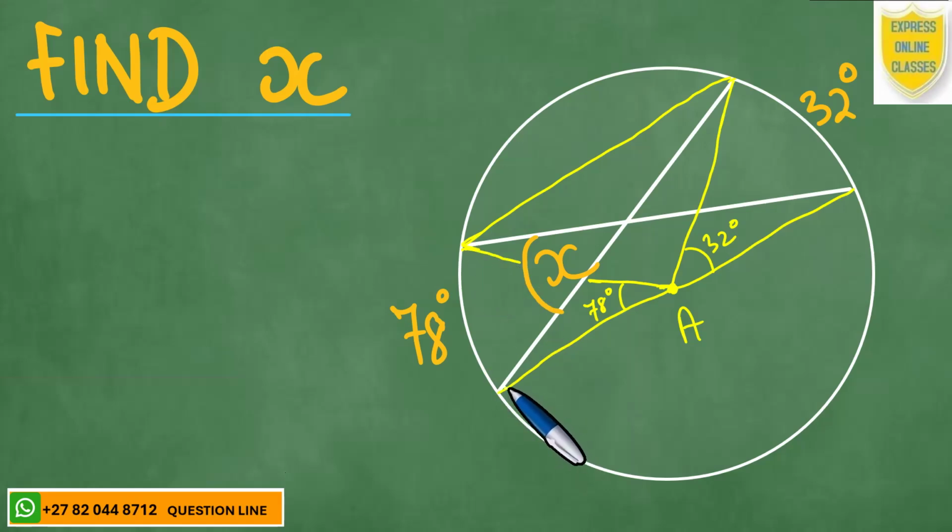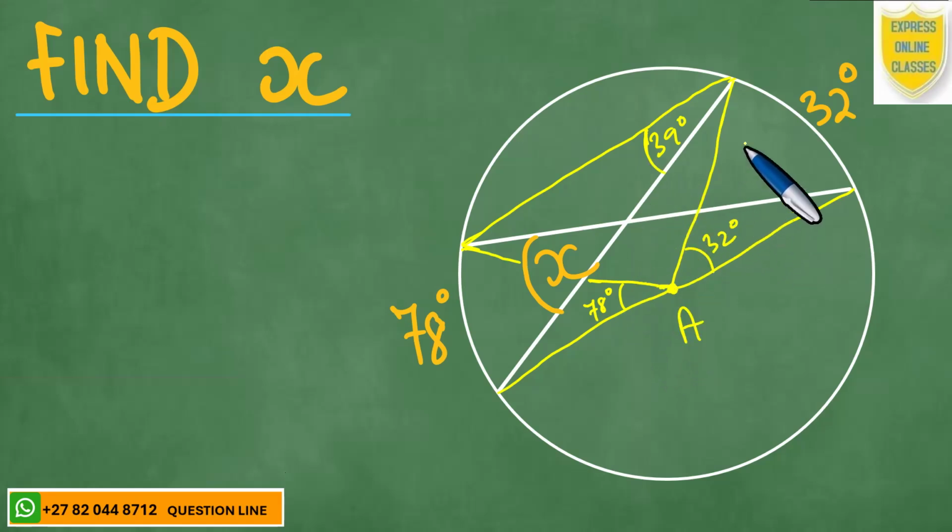This same arc will be in a position to subtend this particular angle here at the circumference. Now the angle at the center is 2 times that. So if you divide 78 by 2, you get 39 degrees. Exactly 39 degrees. So this angle at the center is 2 times the angle at the circumference of the circle.